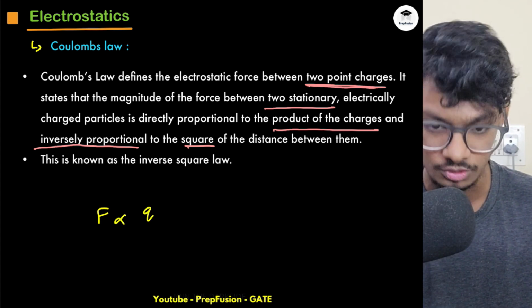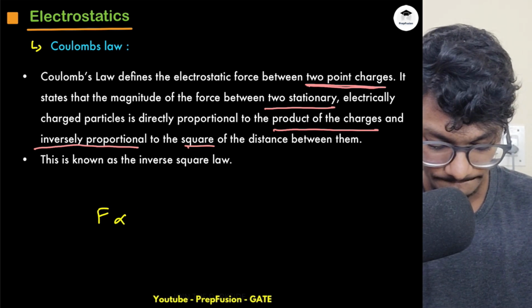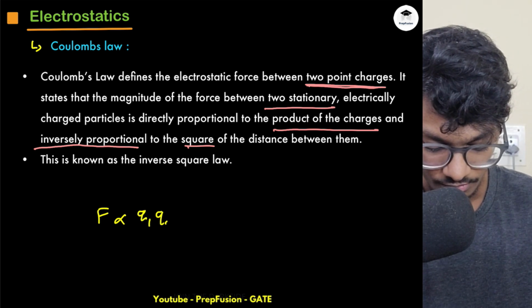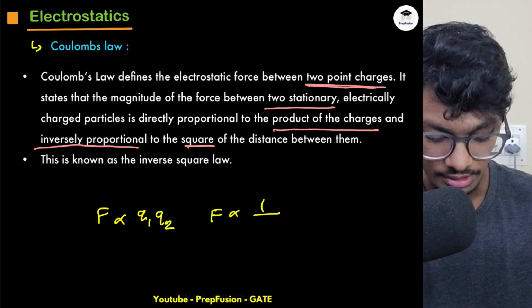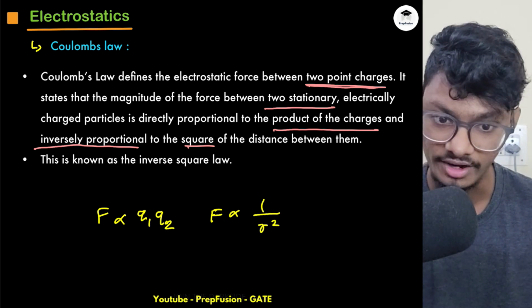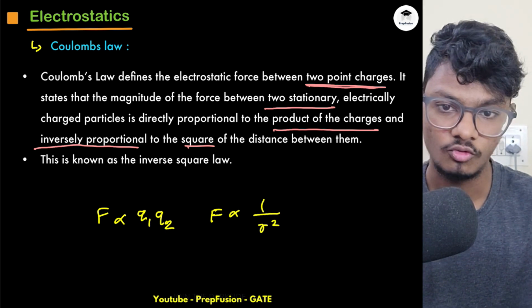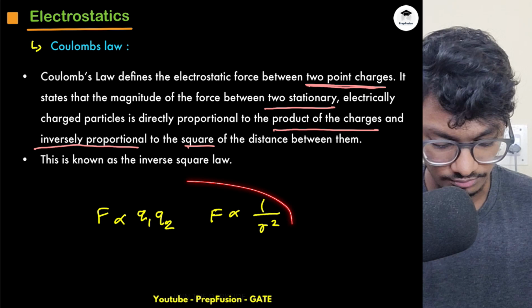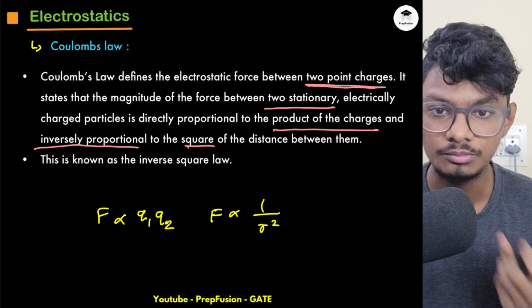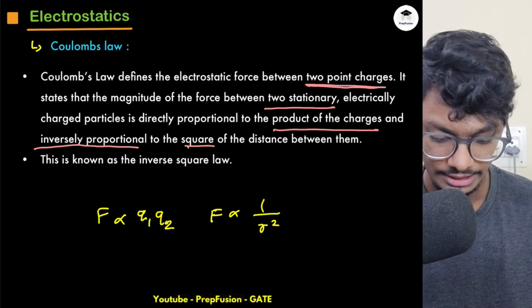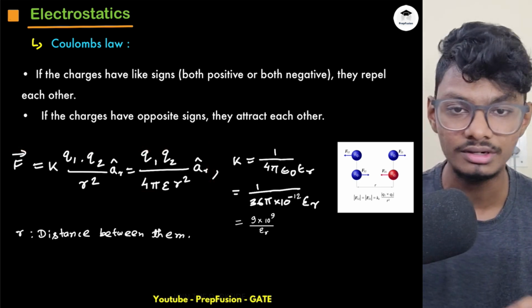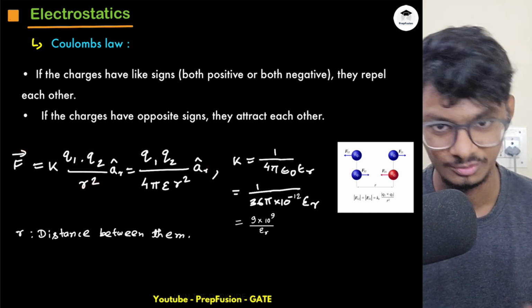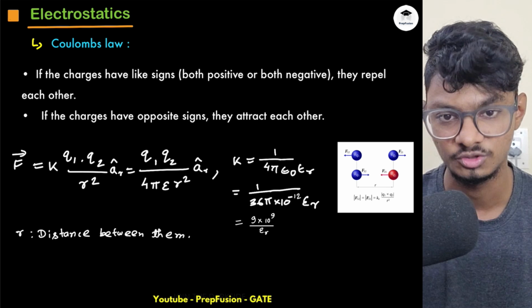So the force will be proportional to the product of the charges and inversely proportional to the square of the distance between the charges. Overall we have to keep a proportionality constant, and that will be it basically. So that will define our Coulomb's law. This equation is very, very important. Do you need to remember this? No, you already know this. I think you have already studied this in your 11th.